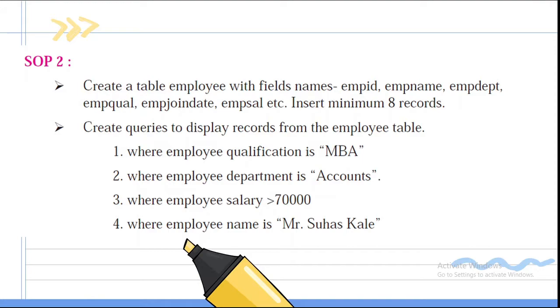SOP number 2, create a table employee with field names, employee ID, employee name, employee department, employee qualification, employee join date, employee salary, etc. Insert minimum 8 records. Create queries to display records from employee table. First, where employee qualification is MBA, where employee department is accounts, where employee salary is greater than 70,000, where employee name is Mr. Suhas Kale.